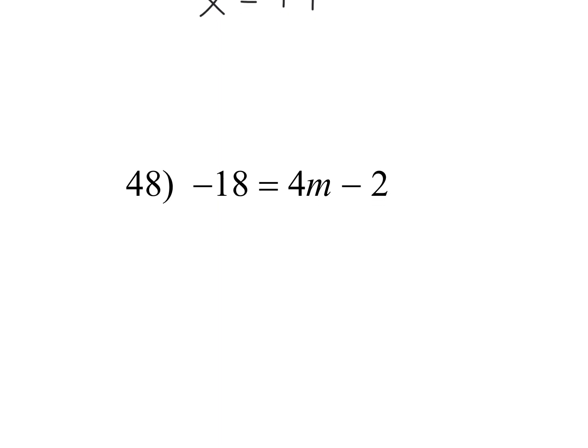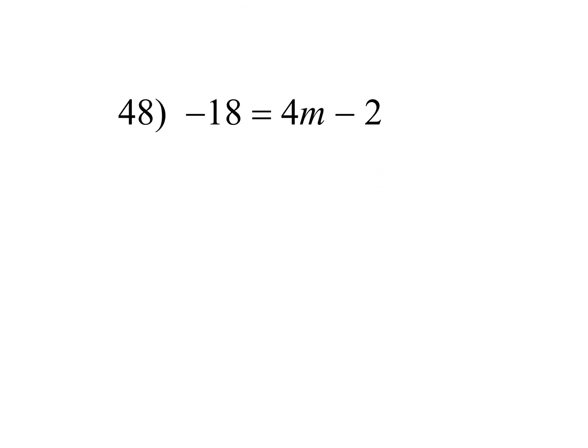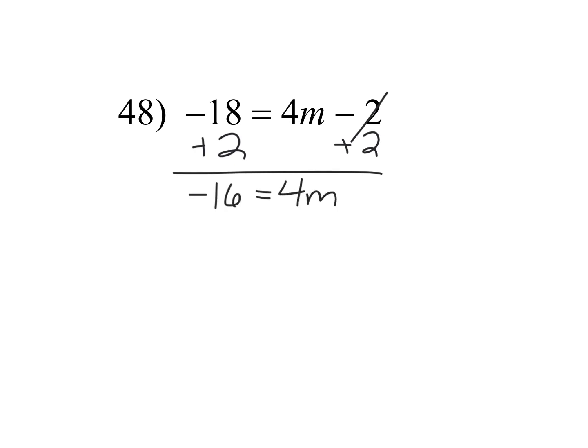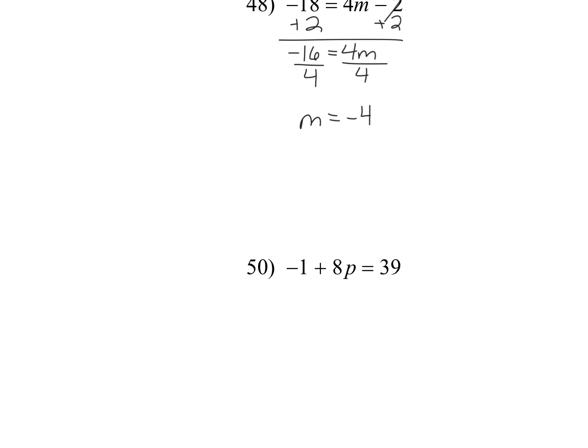On number 48, we got a couple steps. We want to get m by itself. What's my first step? Add 2 to both sides. -18 plus 2. -16 equals 4m. Last step would be to divide by 4. So we get m equals -4. Make sure. All right. 50.